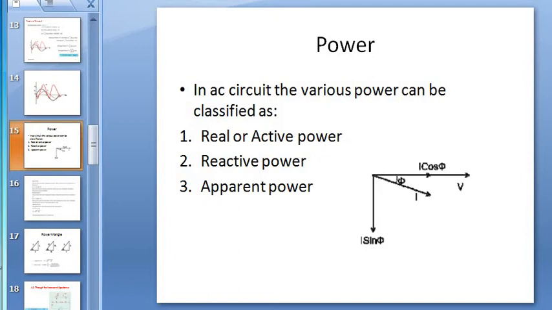We have to obtain formulas for all the three powers. How to get this? We can get it from this phasor diagram. This is the voltage phasor. The current is lagging the voltage phasor by an angle phi. We are splitting this current into components. This is the positive x-axis component and this is the y-axis component. This is called the real axis. This is called the imaginary axis. On the real axis, this I will be I cos phi. On the imaginary axis, this I will be I sin phi.